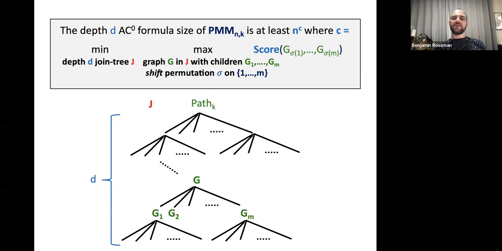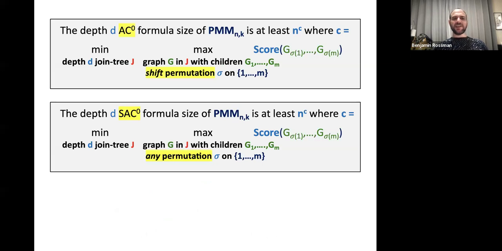Okay, and now we have some score function of that sequence of subgraphs, G sigma 1 to G sigma m. Okay, and I'll illustrate in a moment what the score function is. And now the version of this lifting theorem that we get for SAC0 formulas, so when we have restricted fan-in, we get a slightly stronger lower bound without this restriction to shift permutation. So if you allow any permutation, then interestingly, we get the bounds for SAC0. When you restrict to shift permutations, it gives AC0.